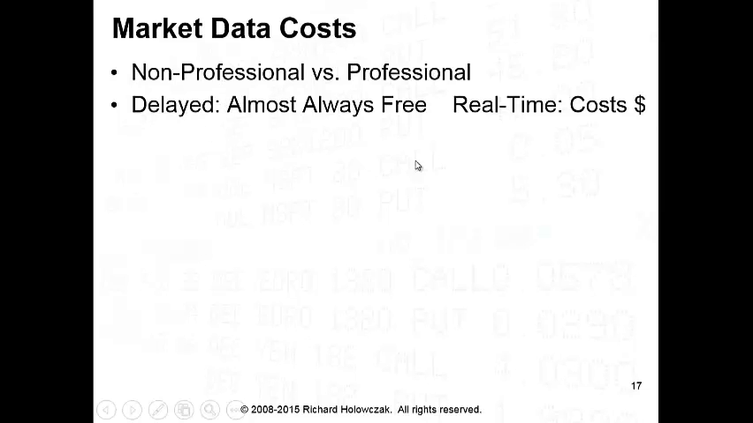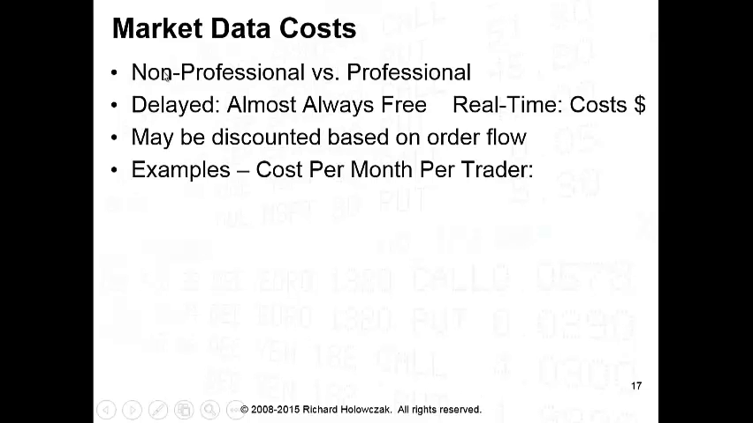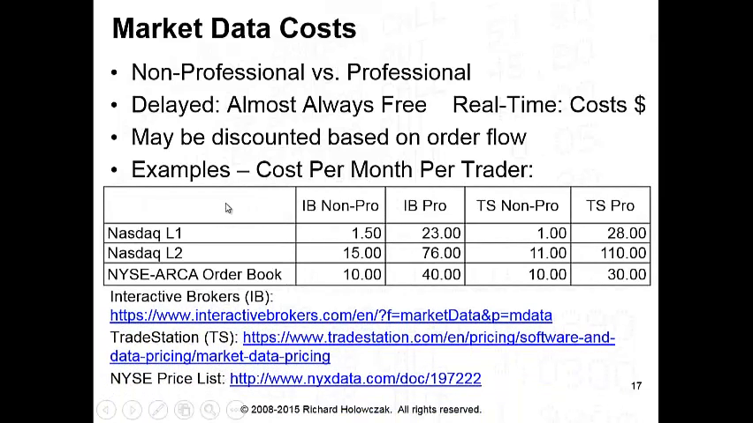The real time is obviously going to cost some money. It might be discounted based on how many orders you put in. I've seen some brokers will charge one price if you put 5 orders in a month, and they might waive the fees altogether if you put 50 orders in a month or something like that. So here's some examples. And again, this is going to be the cost per month per trader. And I just picked out a couple of examples for you here.